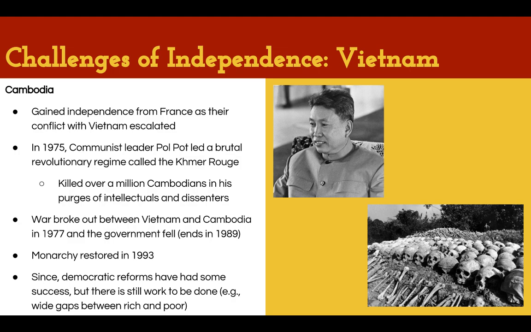In 1993, Cambodia restored their monarchy, and since then there have been some successes with democratic reforms, but there is still this legacy of the purges and the genocide committed by Pol Pot and his government. And there are also other challenges the country faces, like wide gaps between the rich and poor.